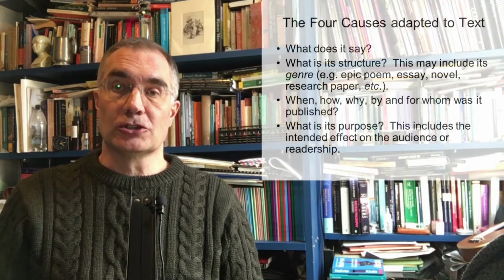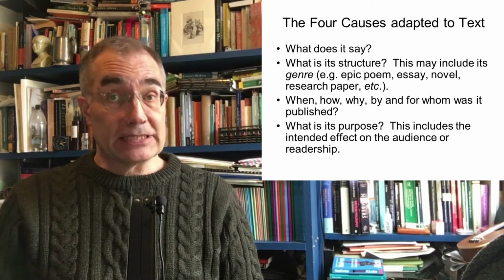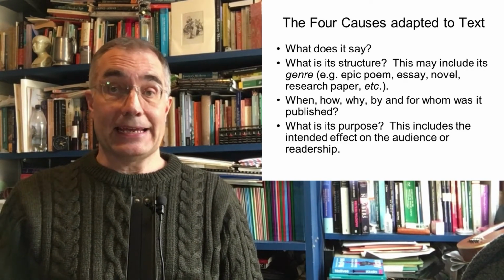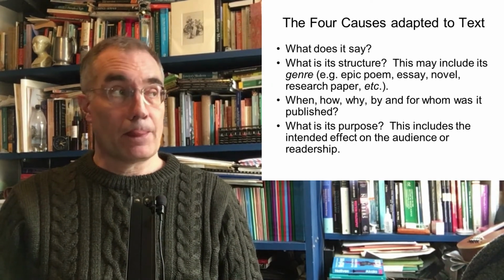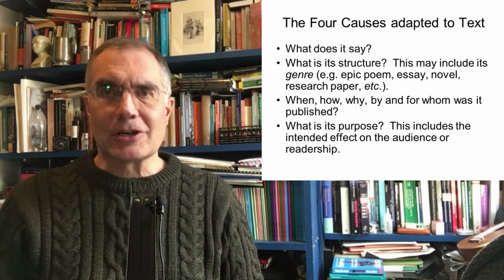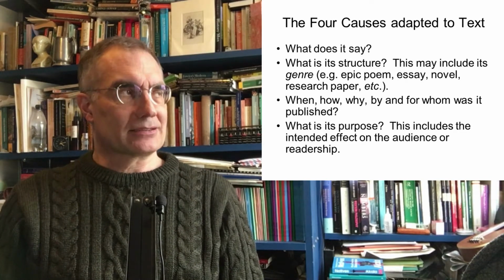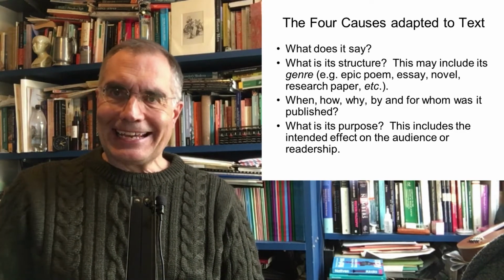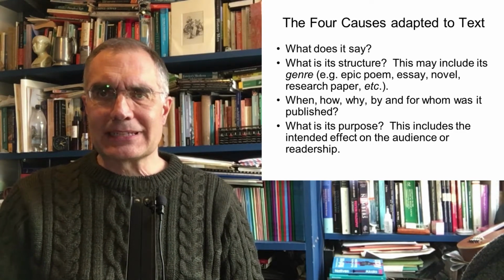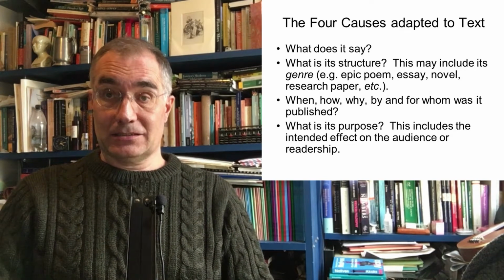So what we're going to do is rewrite those four causes for texts. So let's step through them. The material cause, what does it say? Literally, what is the content of the text? Not what is it trying to say. So some texts will be oblique, some texts will be sarcastic or ironic, some texts may indicate without actually saying what they want you to understand. We're not asking those questions. We're just asking the bare facts.